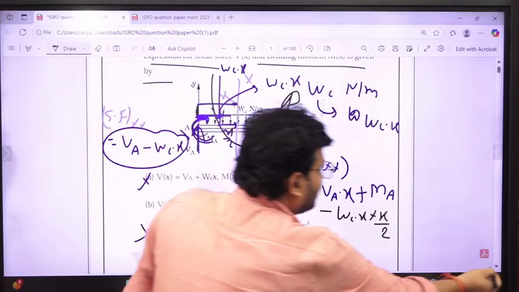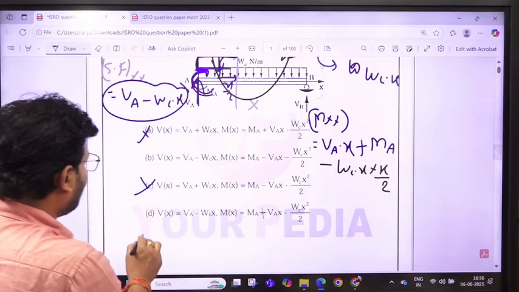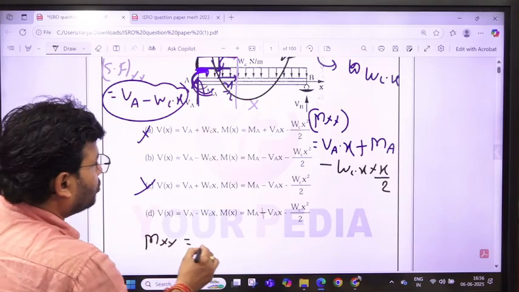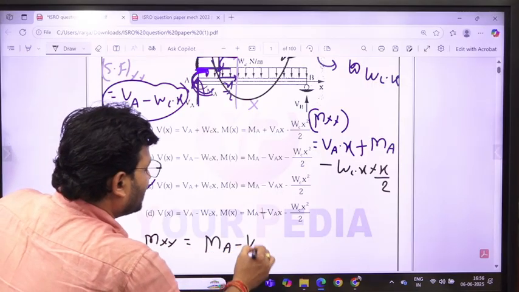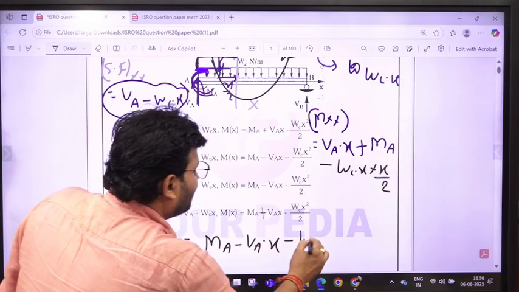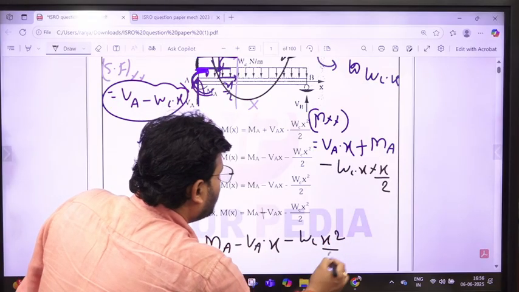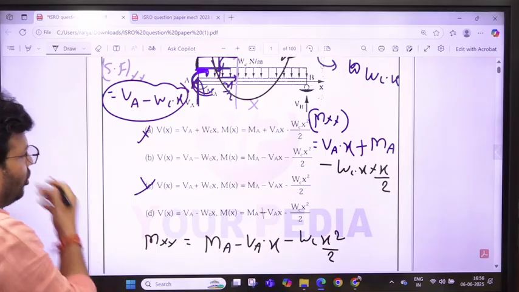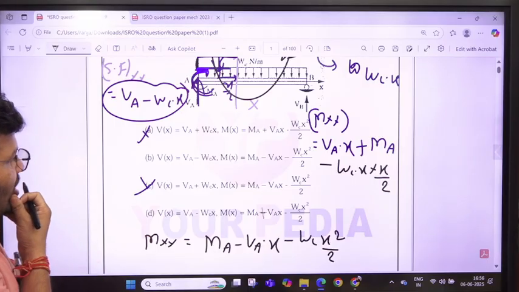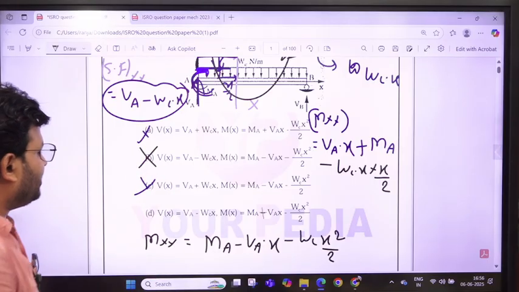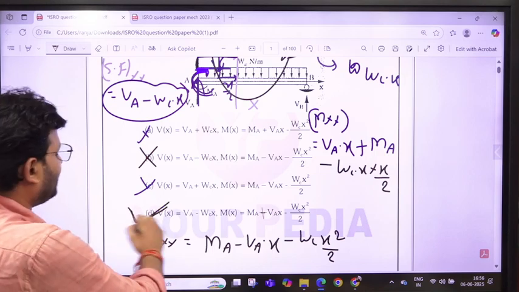And by solving that, sir, simply I can say the moment about the x-axis is coming out to be MA minus VA x minus WC x square upon 2, and you have the shear force. So according to the options, my dear friends, Bombay cannot be the answer. The correct answer is what? D for Delhi is the right answer, and we will get the answer.